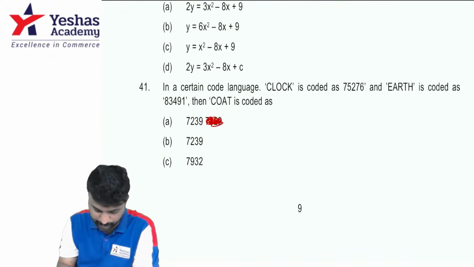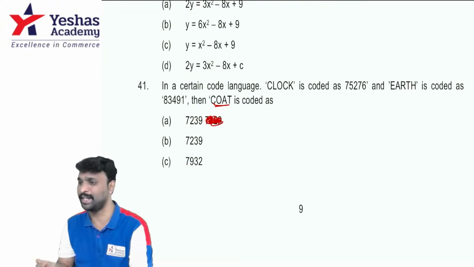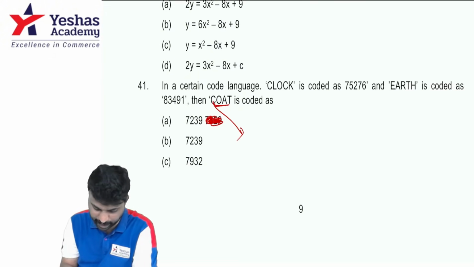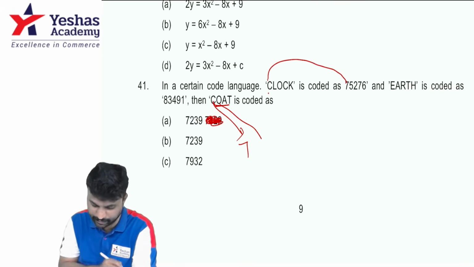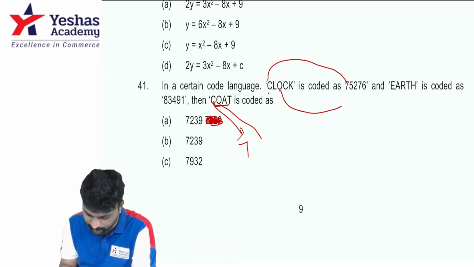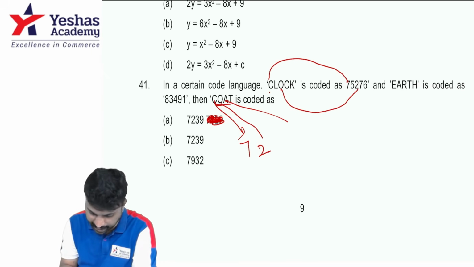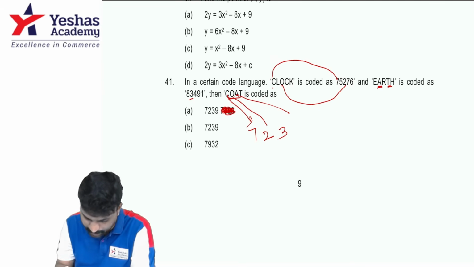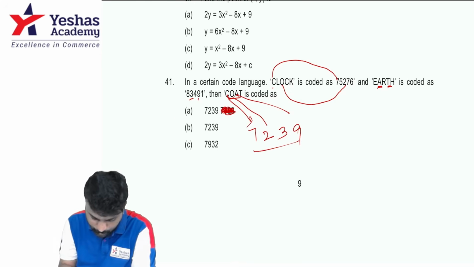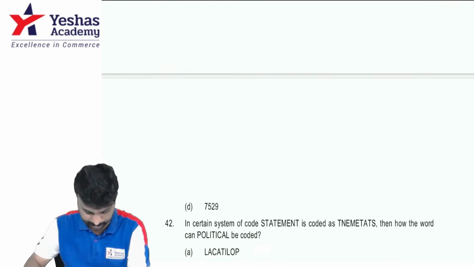So they're asking us to find the code for quote. It's a letter 2-digit coding. So C, you find it in clock. The first letter, first digit is 7. So C gets the code 7. O is third letter. So third digit is 2. So it's 2. A, second letter, second digit, which is 3. And T is found in earth. Last but one is 9. So 7239. So option A is the right answer.